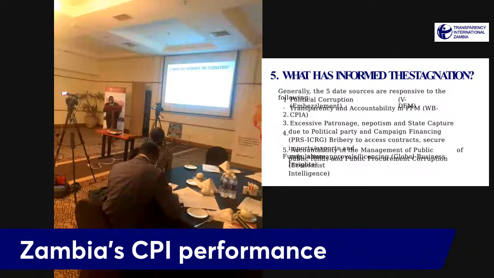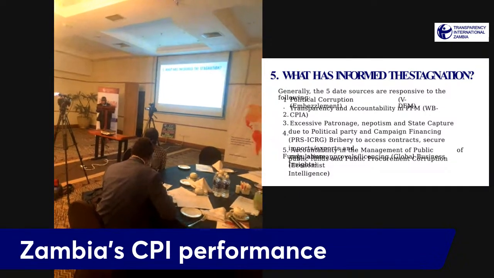So in other words, if you look at these different types or forms of corruption, this is where we need to work on. This is where we have not registered any improvement in the year 2022, according to the CPI.